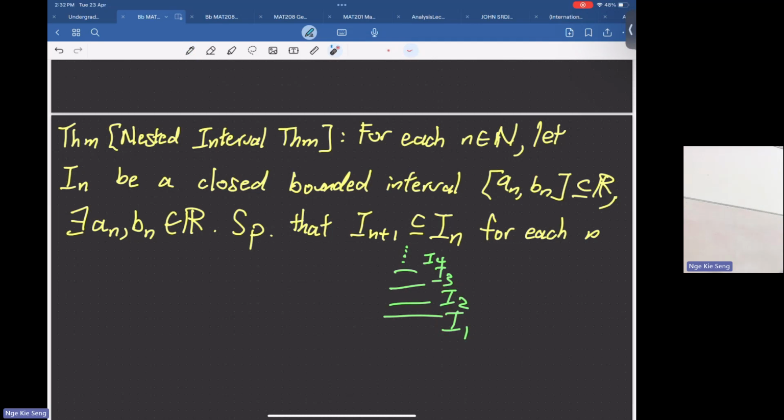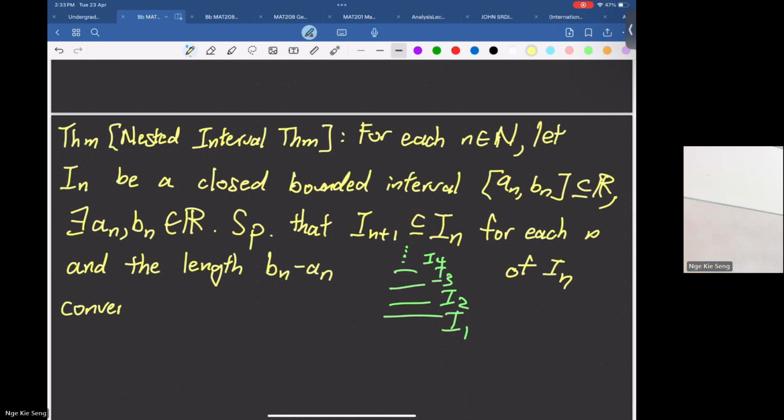And you can see that because they could be equal, right? Here it doesn't require not equal, so we need to put an extra condition such that the length Bn minus An of In converges to 0. So that In is really getting shorter and shorter.